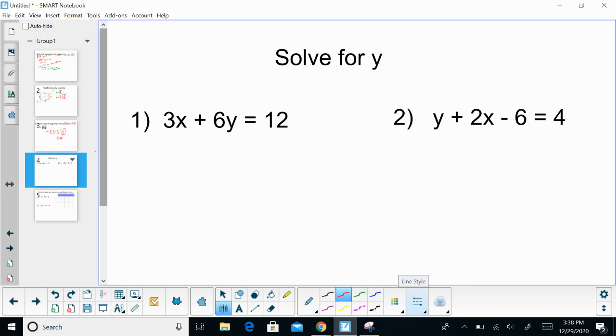Okay, let's talk about solving for y. Here I've got two examples. So let's take a look at example number 1. Now, remember that when I solve for y, my goal is to get y all by itself.